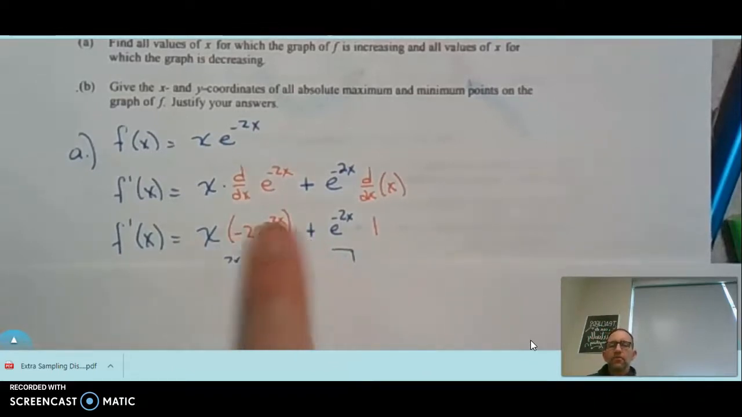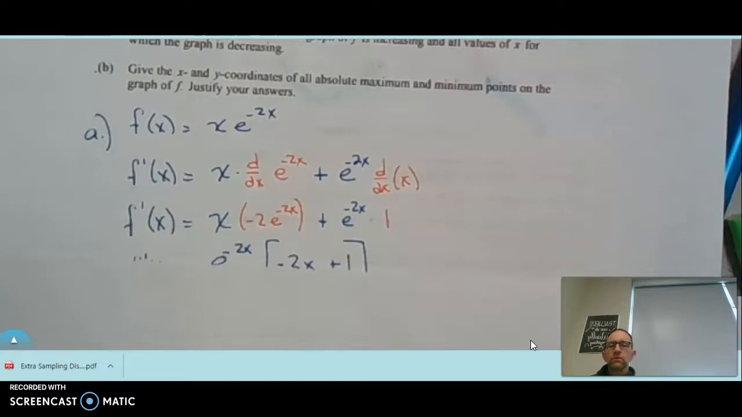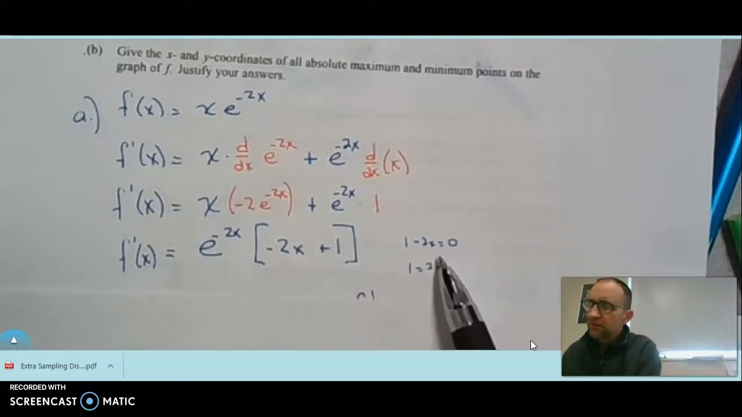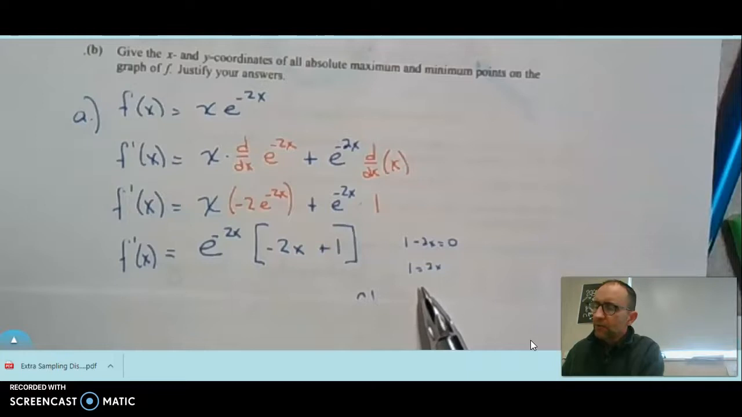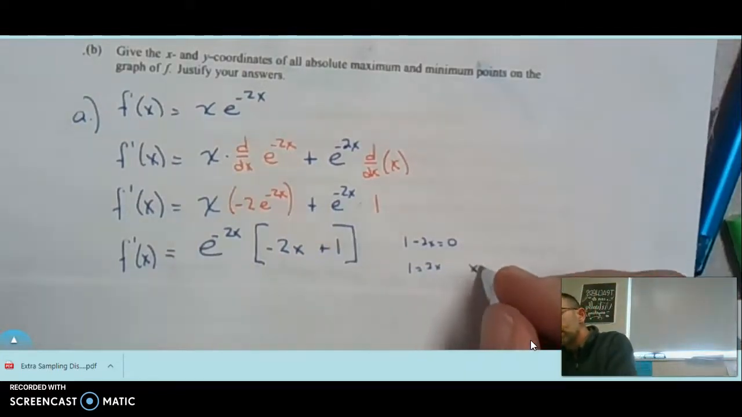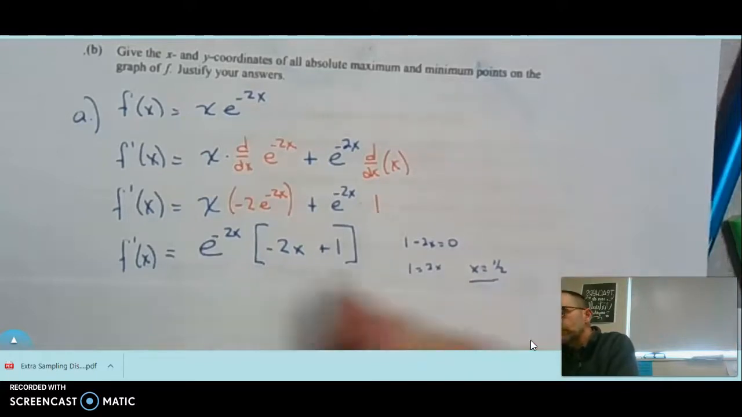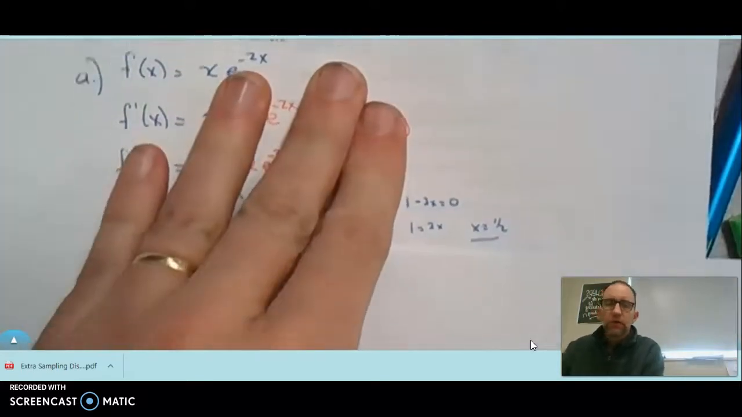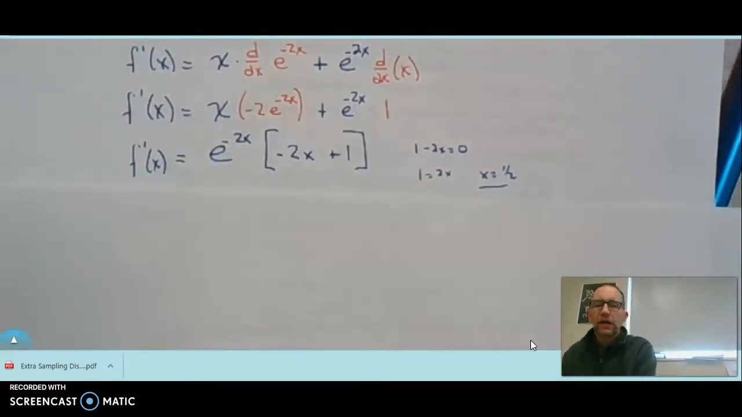I think there's a common factor between those two terms. The common factor being e to the negative 2x. We can pull that out and we get 1 minus 2x for the factor that's left inside the parentheses. So now we can set this stuff in the brackets equal to 0 to find our critical point. We'll get that the critical point occurs at x equals 1/2. Again, e to a power will never equal 0. So as far as our critical points go, we just have a critical point at x equals 1/2.